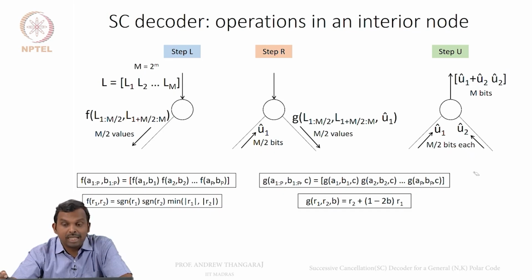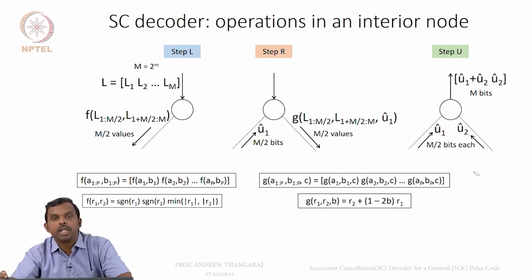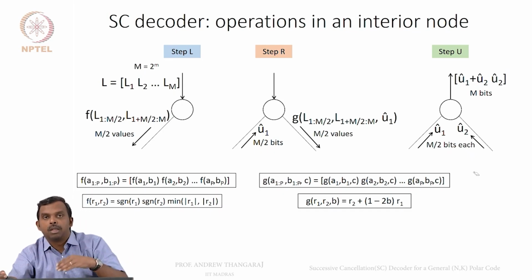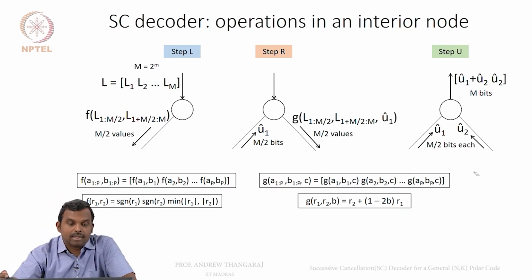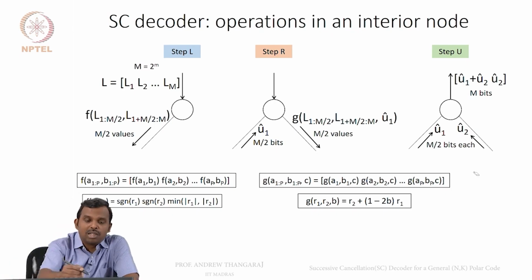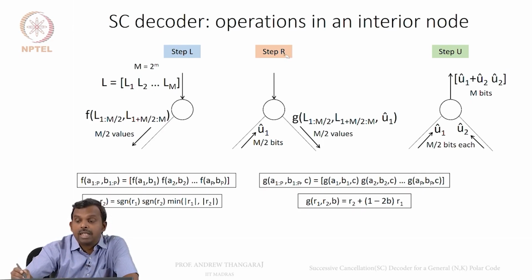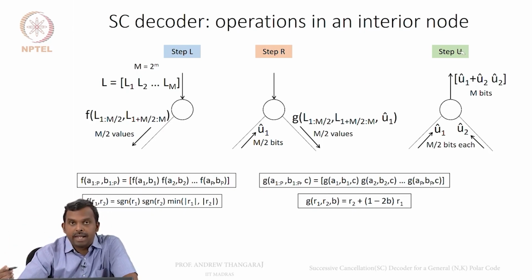So what are the operations in an interior node? What is an interior node? Any node which is not a leaf in a binary tree is an interior node. The interior node will always have this kind of a setup. There are 3 different steps or operations it has to do. I'm going to call the first one L, because it involves sending beliefs to the left child. The second one is R, because it involves sending something to the right child, and the third one is U, which you can think of as up. It involves sending messages back to the parent.